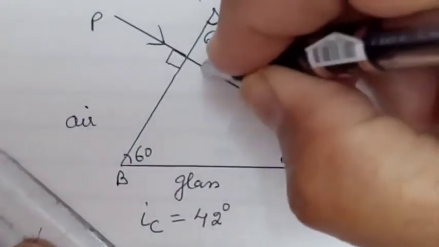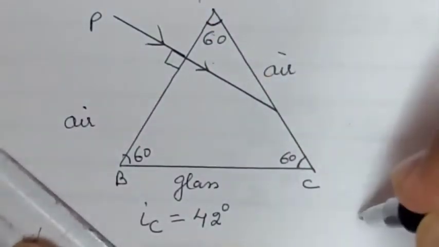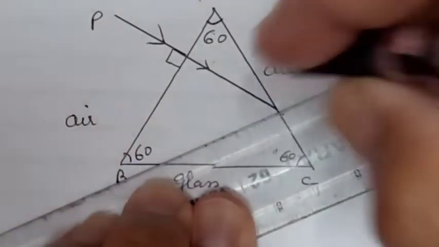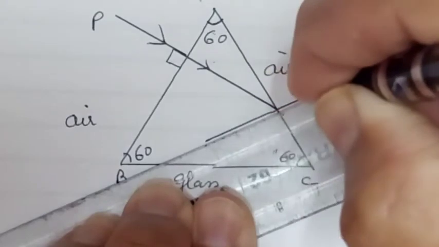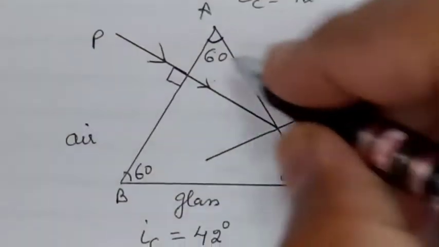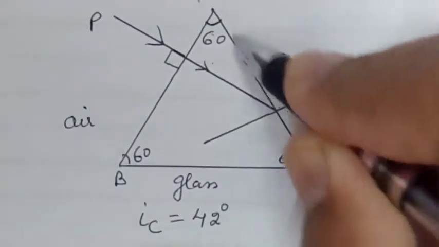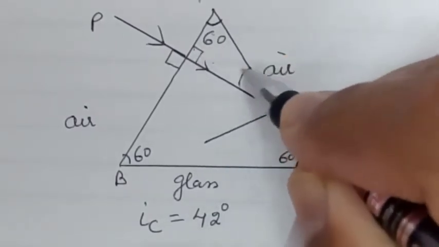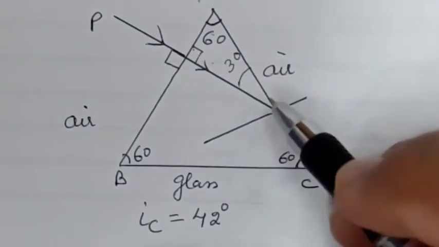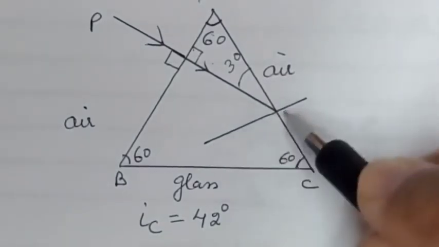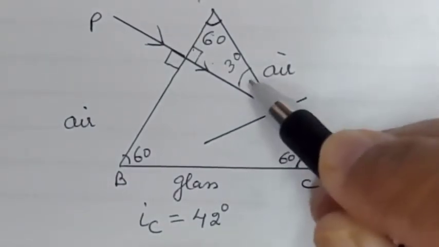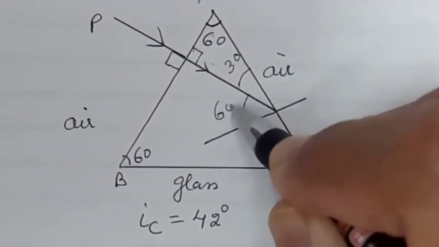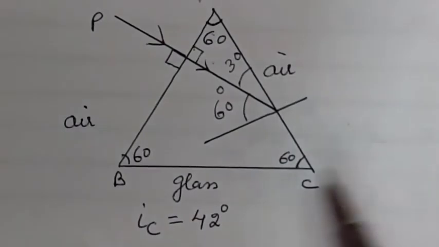It strikes the side AC. Now at this point we draw a normal. Normal should look like a normal. Now looking at this triangle, 60, this is 90, this angle is 30. Now this whole angle is 90, this being a normal, so this is 30, and this comes out to be equal to 60 degrees.